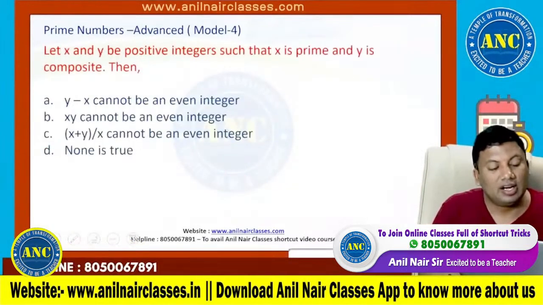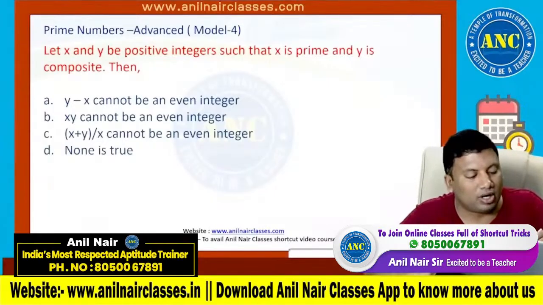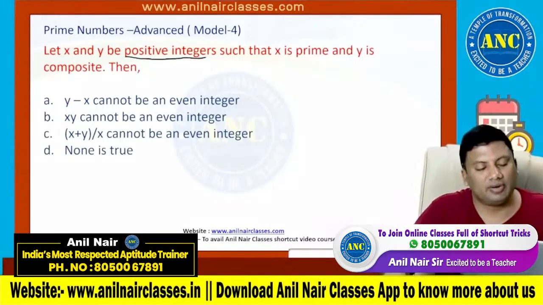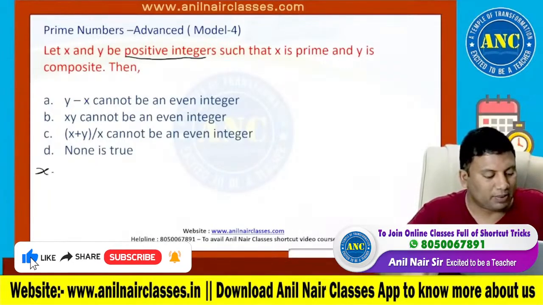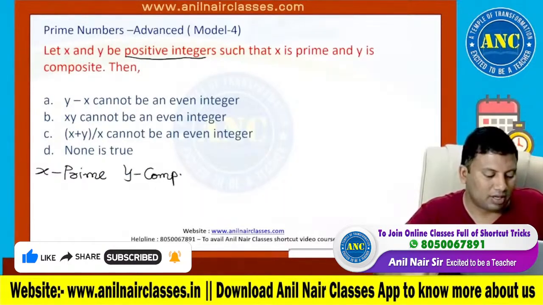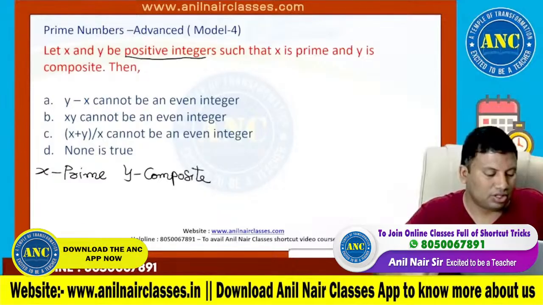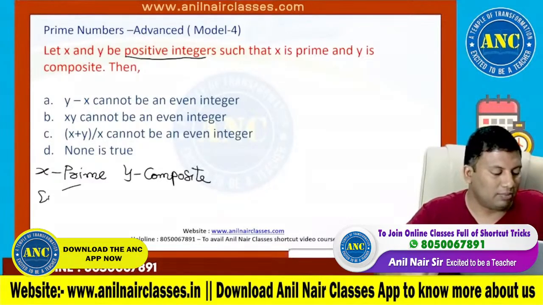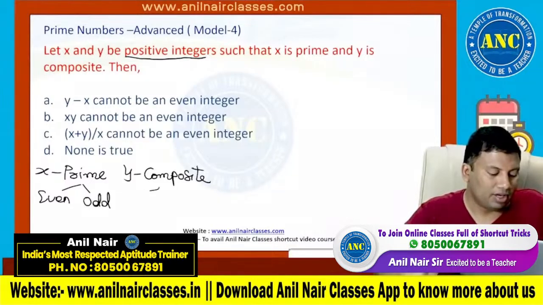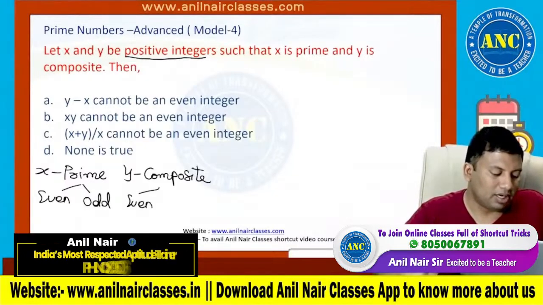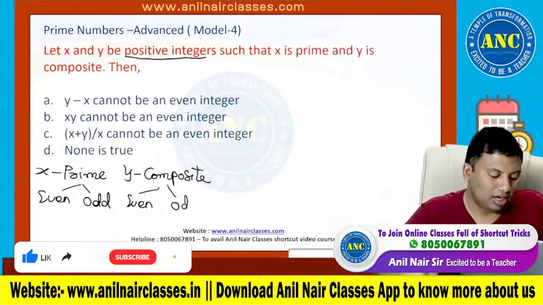Next one, question number 4. Let x and y be positive integers. x is a prime number, y is a composite number. A prime number can be an even number or an odd number. A composite number can be an even number or an odd number.